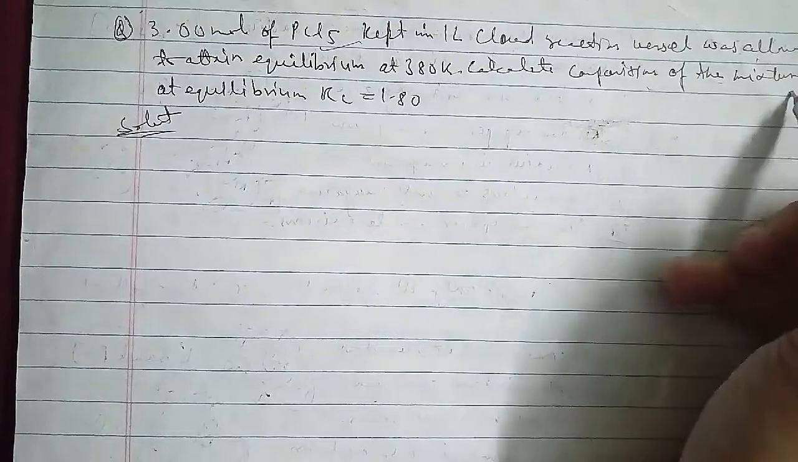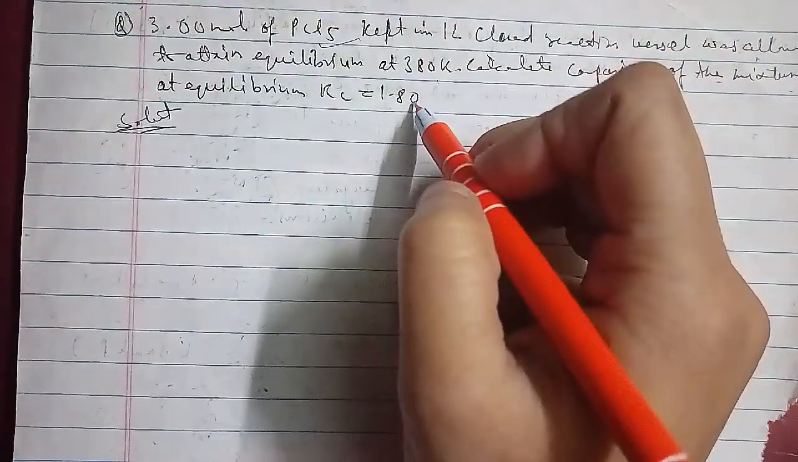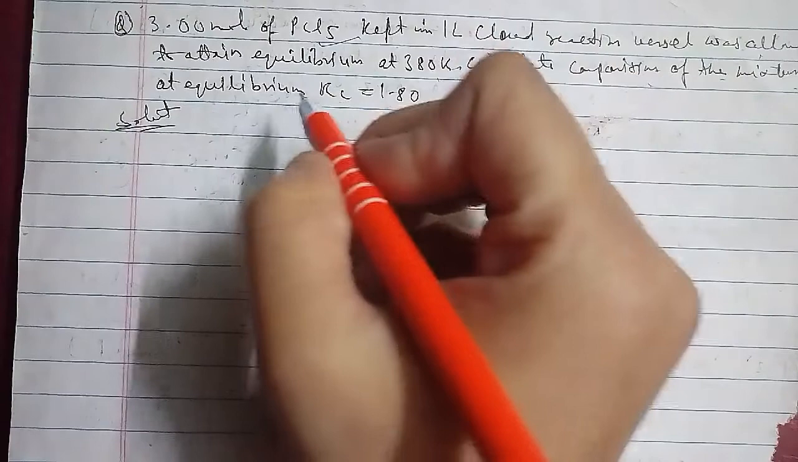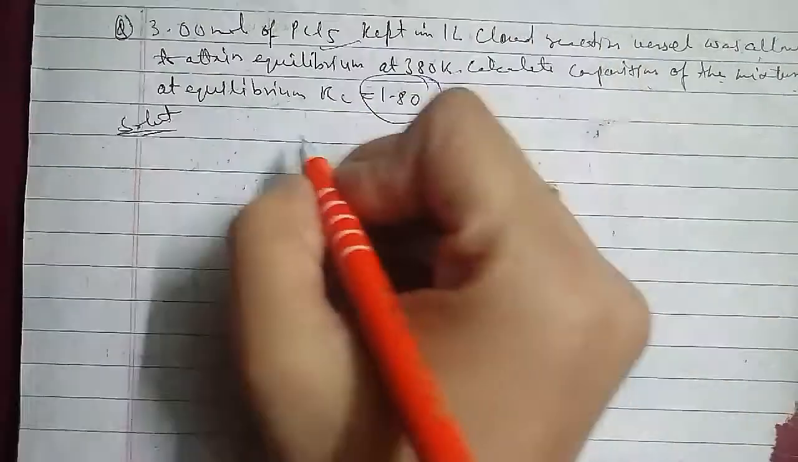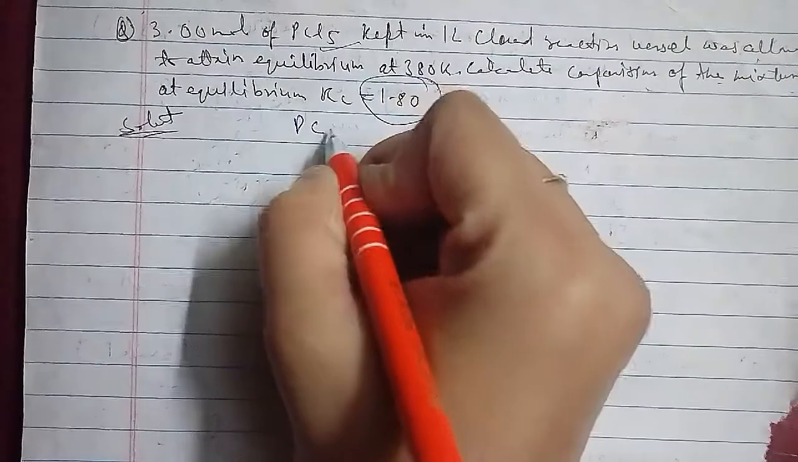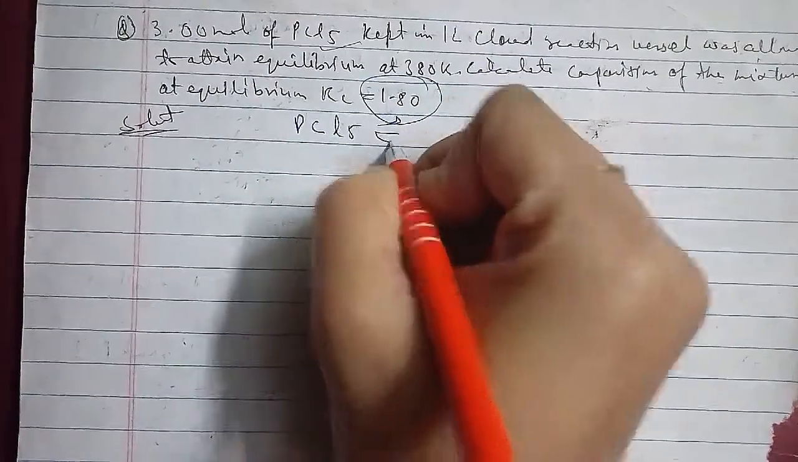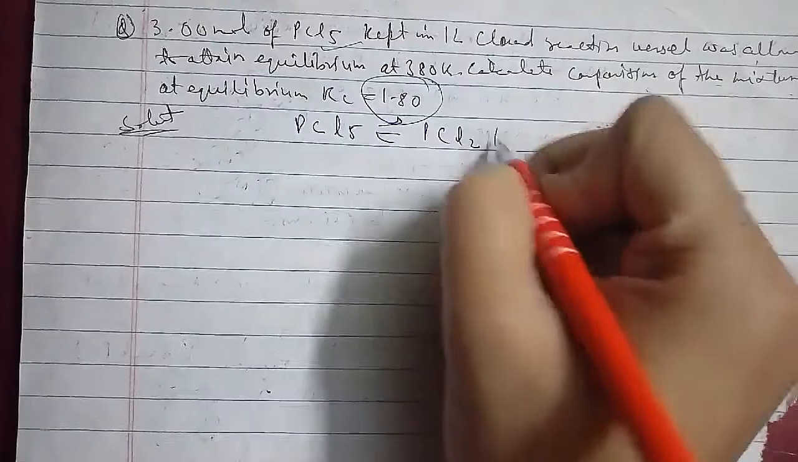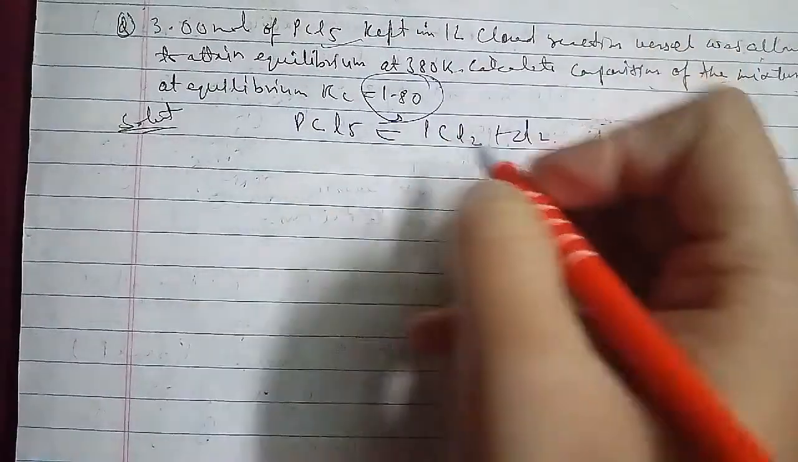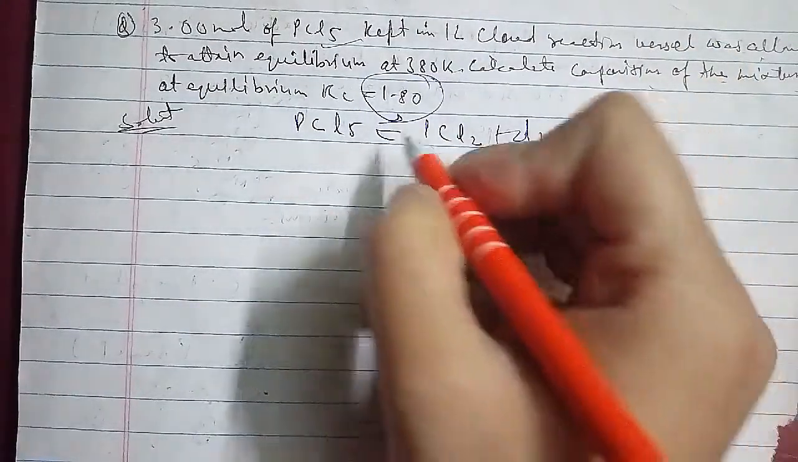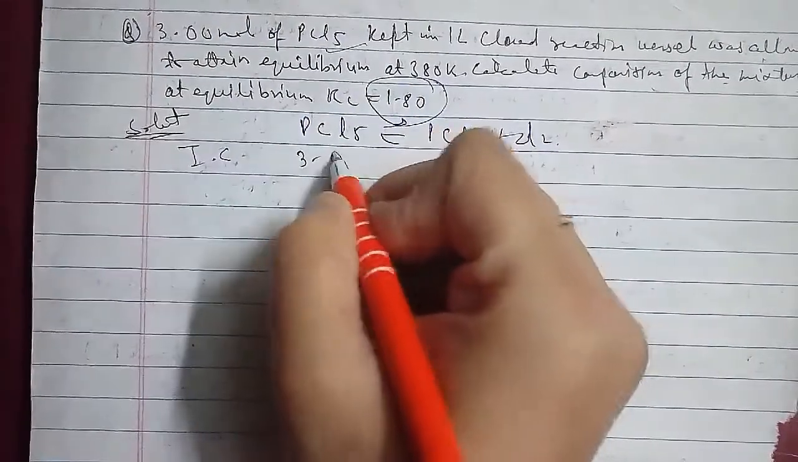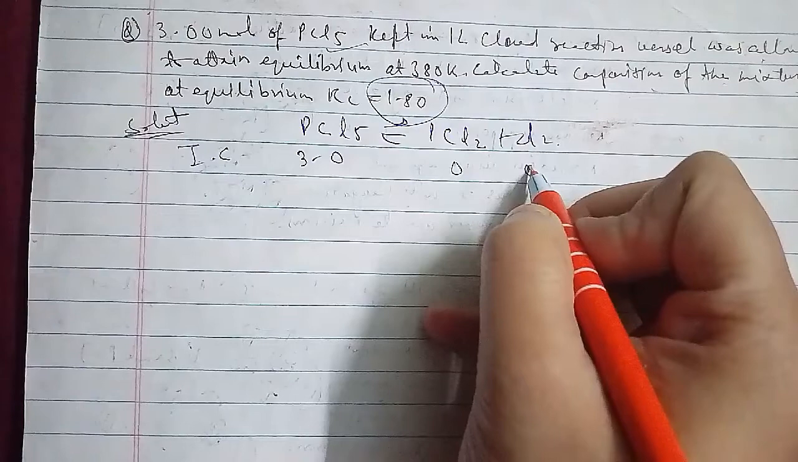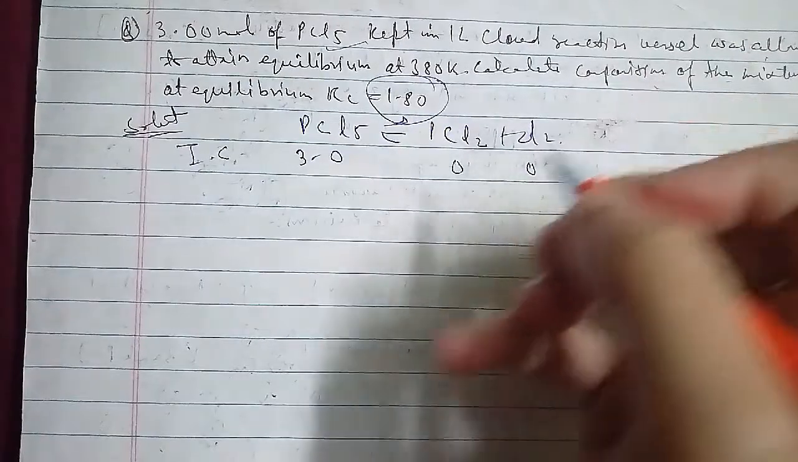So the reaction we have is PCl5 giving PCl3 plus Cl2. The initial concentrations are 3.0, 0, and 0. Let x of PCl5 be dissociated at equilibrium, so at equilibrium it will be 3 minus x, and x, as well as x.